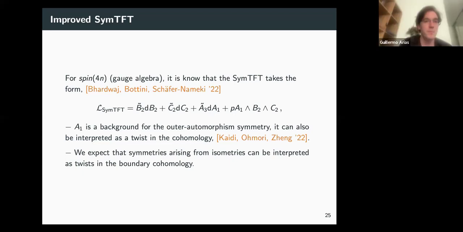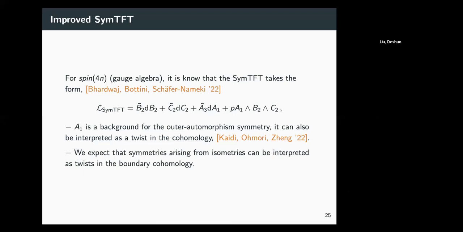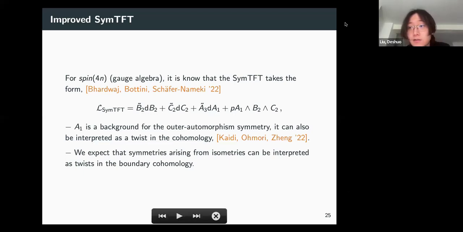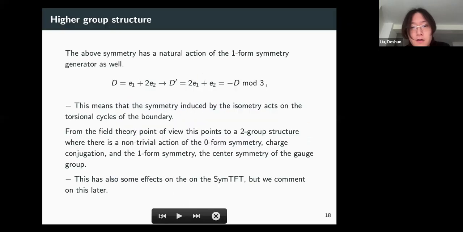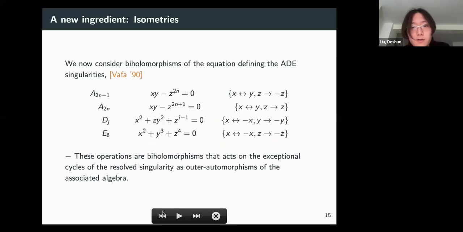Okay, thanks. Shani, can I ask questions on those ADE singularities you mentioned before? Like around maybe page 15. Yes. So you talked about those automorphisms here.